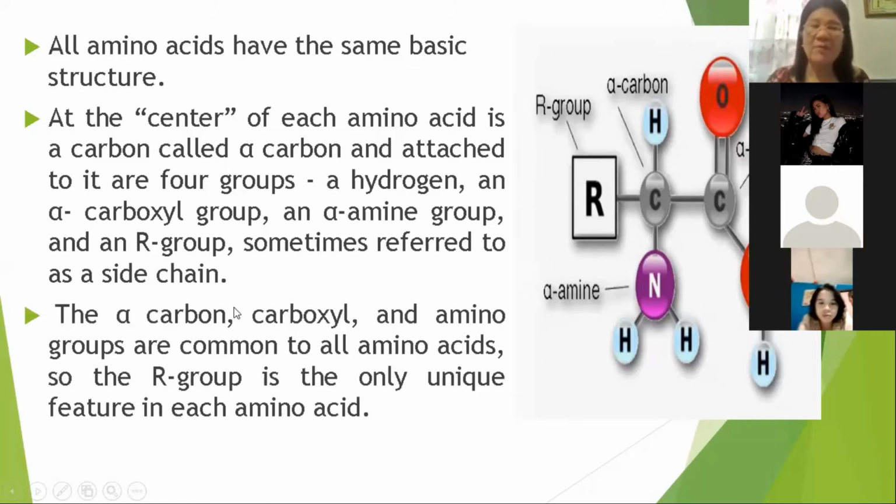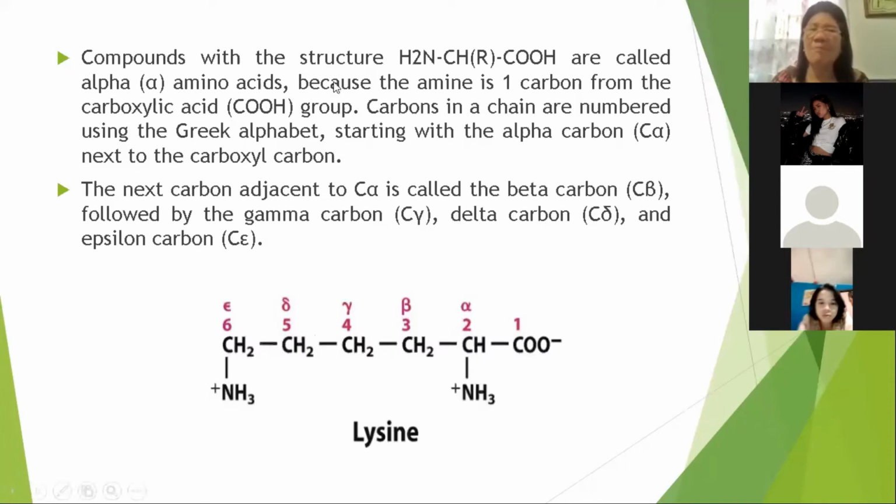The alpha carbon, carboxyl, and amino groups are common to all amino acids. So, what is common? This is common, this is common. What is unique in an amino acid is the R group or the branch or the side chain. So, compounds with the structure of NH2 are called alpha.